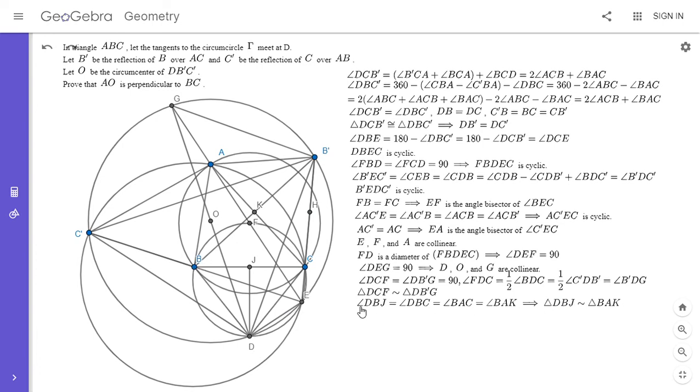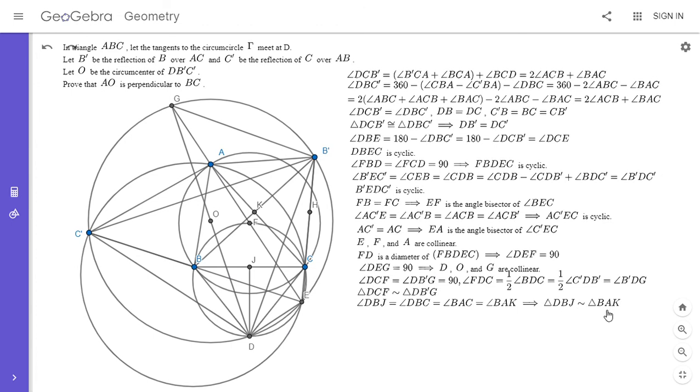So I'm going to do an angle chase here. We have angle DBJ is equal to angle DBC, which is equal to angle BAC. That's because DB is tangent to the circle. And angle BAC is equal to angle BAK. So since angle DBJ is equal to angle BAK, and they're both right triangles, we have triangle DBJ is similar to triangle BAK.